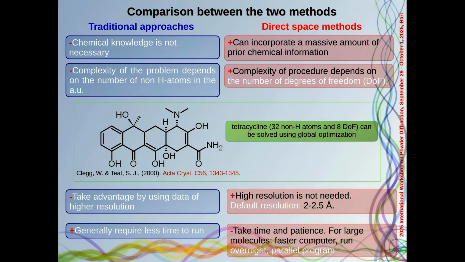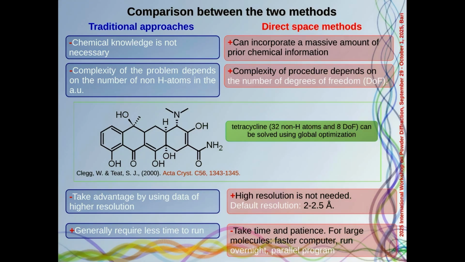The traditional approach generally requires less time to run, but direct space methods require more time and patience. In particular, for large molecules you have to use a faster computer and run it overnight, and if you have a very complicated problem, you have to use parallel machines to run the program.